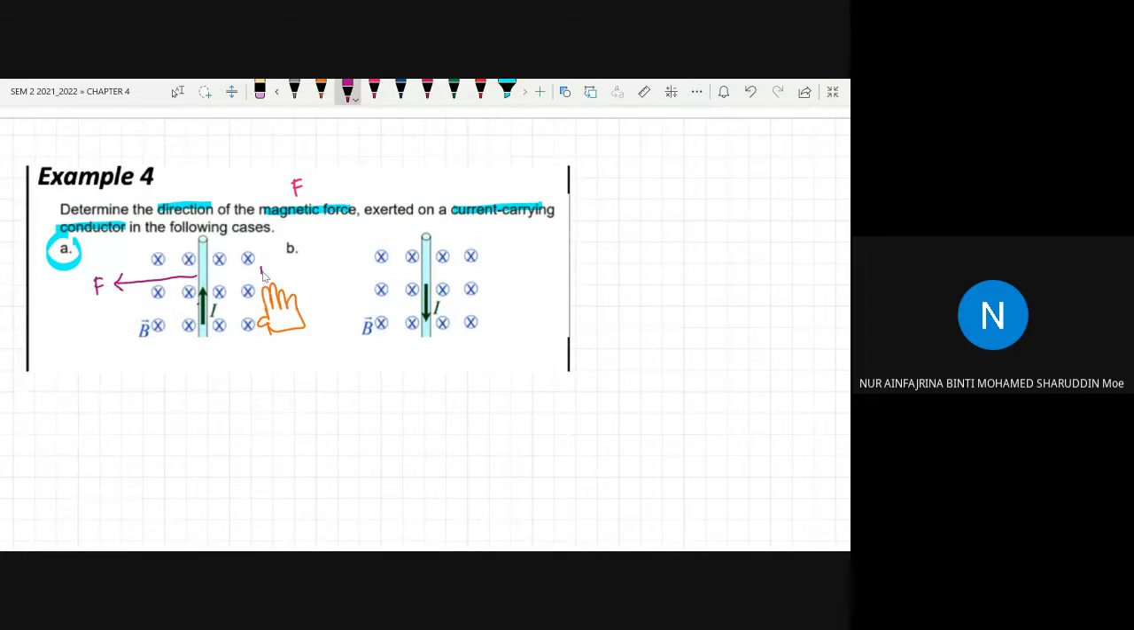So the first step is you follow the direction of current. Second step, you curl your fingers towards the direction of magnetic field. So the magnetic field is into the page. So you know your force is to the left. Okay, can you do it? Kids, can you? Yes, Miss. Alright. Okay, now try B.